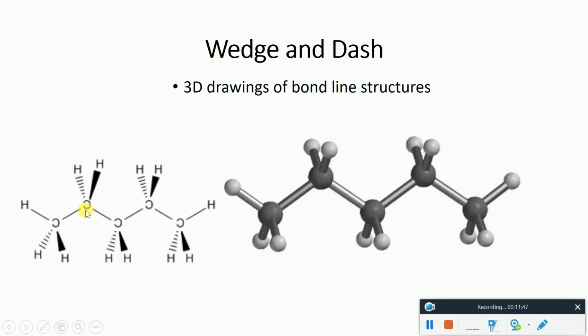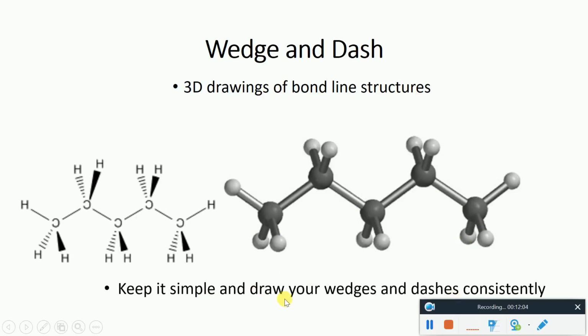So why would that be? Well, in the space filling model, you can see that they're situated up, down, and that could possibly have to do with steric hindrance, right? We want to keep the electrons far away from each other. All right. Keep it simple and draw your wedges and dashes consistently, and that is my advice to you.